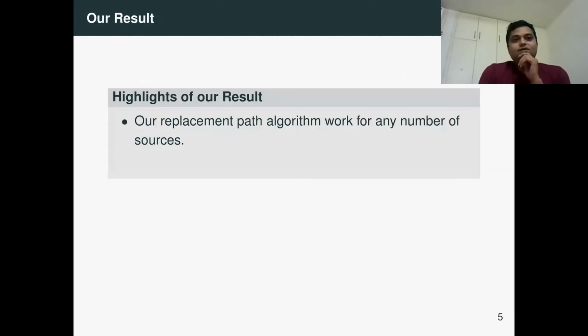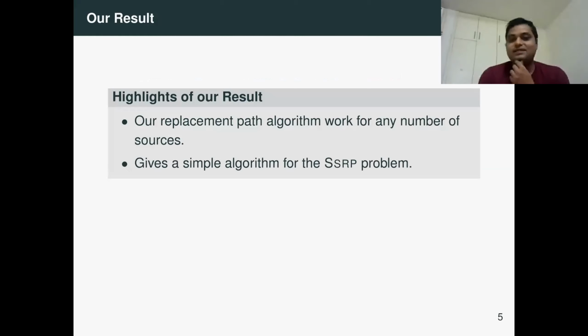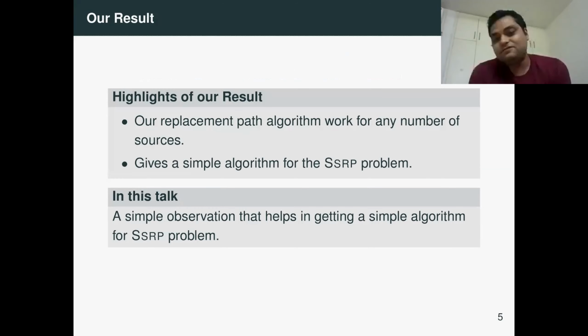So the highlight of our result is that naturally it works for any number of sources, but there's one more thing. It gives a very, very simple algorithm for the SSRP problem, much simpler than the algorithm of Chechik and Cohen. And today what I'll do is give a simple observation from our paper that helps in actually getting a simple algorithm for the SSRP problem.